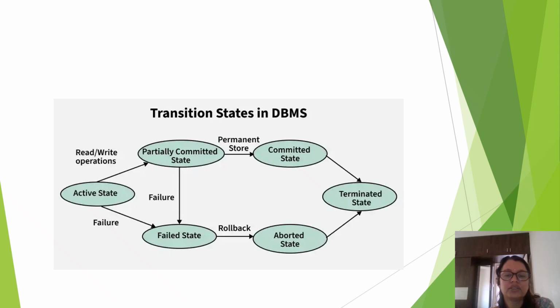Then after the partially committed state, it should be permanently stored in the database. Then the transaction is committed successfully, and it goes to the committed state. After the committed state, it reaches the terminated state. But before the committed state, during the execution or partially committed state, if a transaction failure occurs, it may be a database failure or a transaction failure, then it goes to the failed state. In the failed state, the transaction has to be rolled back. After rollback, it goes to the aborted state. Then it reaches the terminated state. So these are the different states of a transaction.